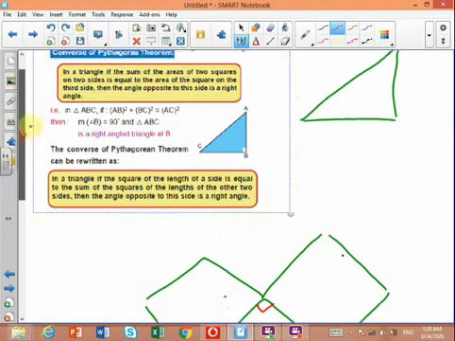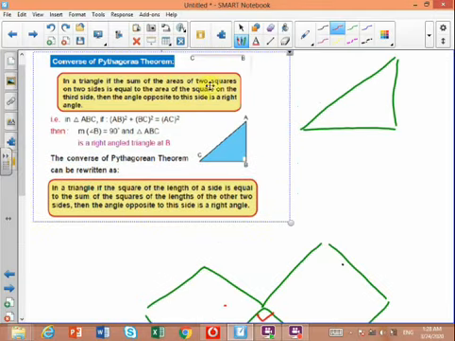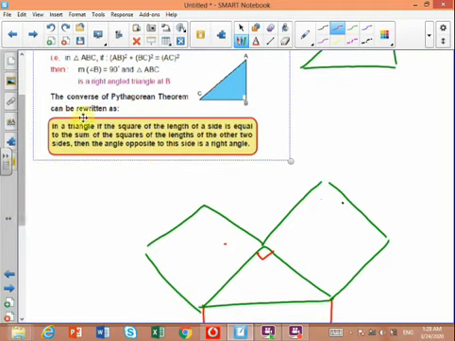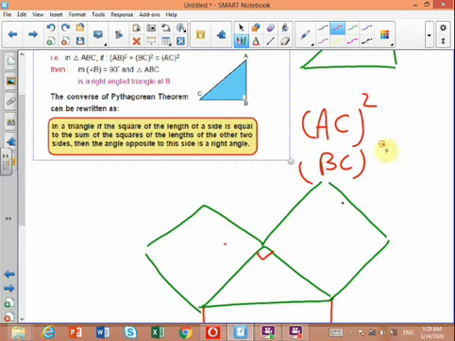Okay, so in a triangle, if the sum of the areas of two squares on two sides is equal to the area of the square on the third side, then the angle opposite to this side is a right angle. By another meaning, I can write it as: in a triangle, if the square of the length of a side, that's why we are putting squares, AC square, BC square, and so on, is equal to the sum of the squares of the lengths of the other two sides, then the angle opposite to this side is right.